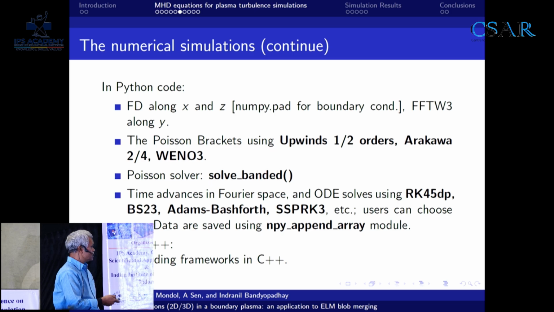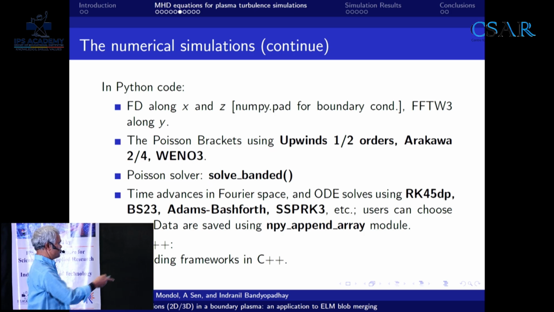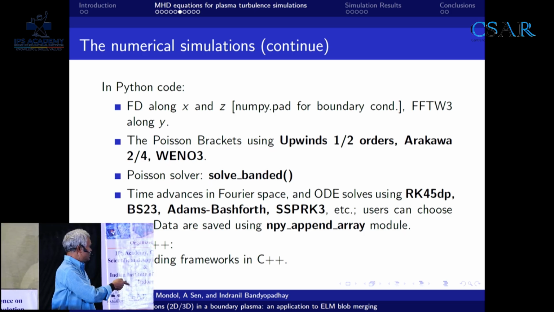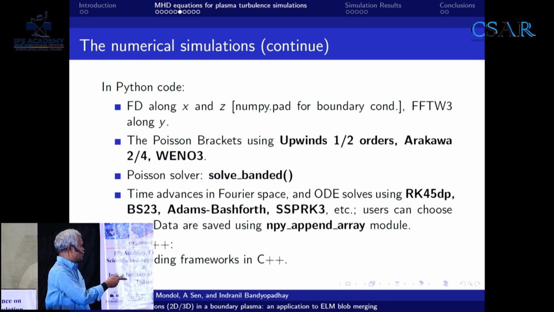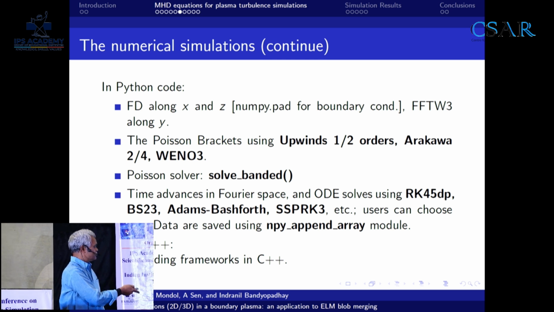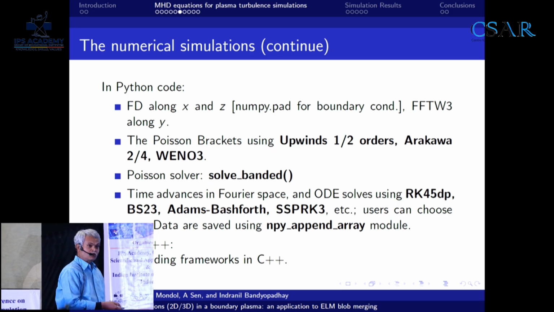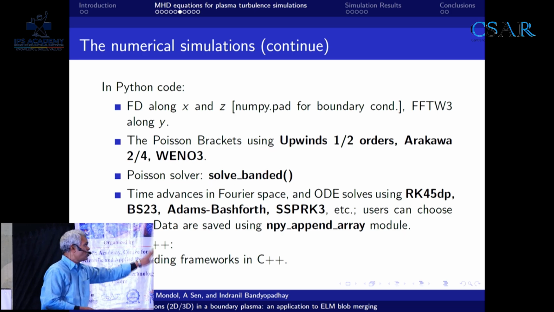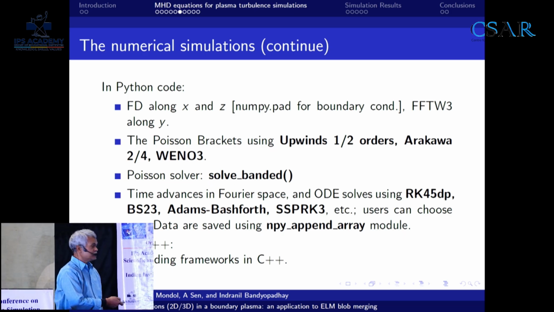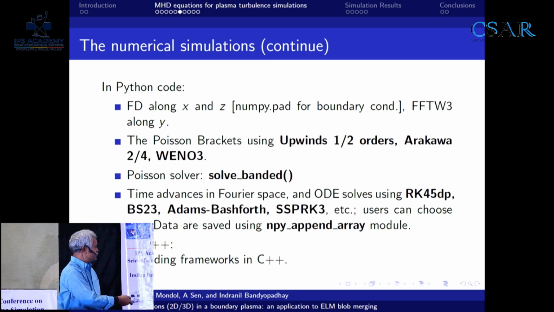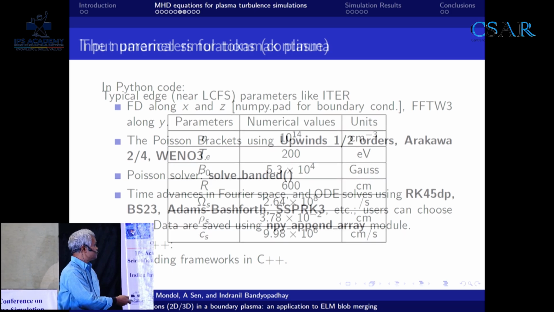Time integration or ODE solution can be done by RK45. DP is another name. Then BS23, Adams-Bashforth, again SSP3. I think this is very stable. RK3 methods are there. And data saving is like the NumPy append module, done in parallel. All corresponding facilities are available in BOUT++. We identified both codes can be used very effectively and all are parallel.